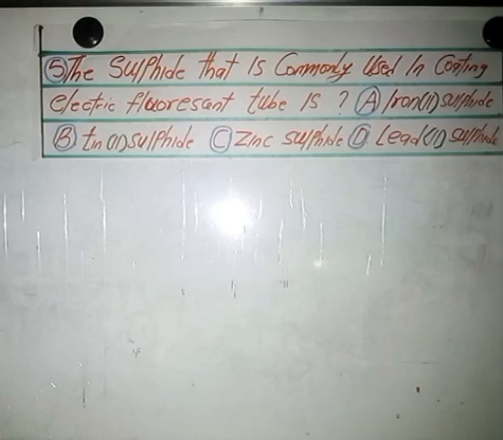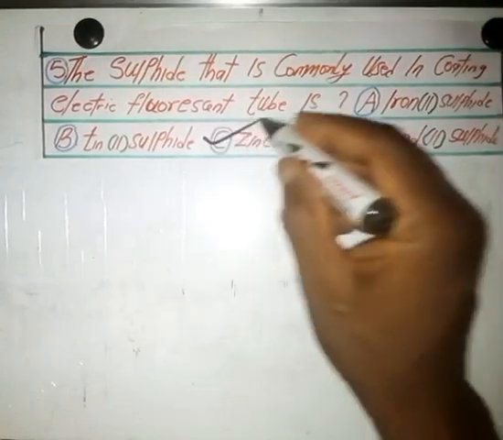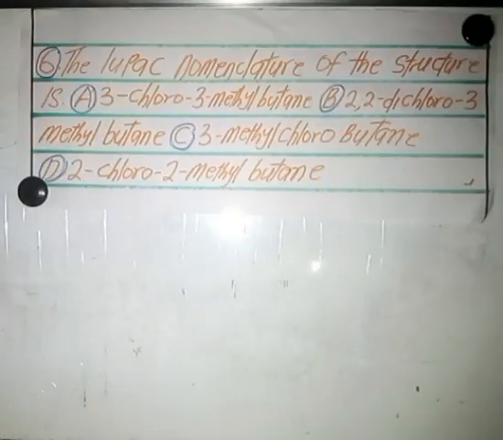So number 5, the sulfide that is commonly used in coating electric fluorescent tube is, we have iron 2 sulfide, we have tin 2 sulfide, we have zinc sulfide, and we have lead 2 sulfide. The answer is zinc sulfide.